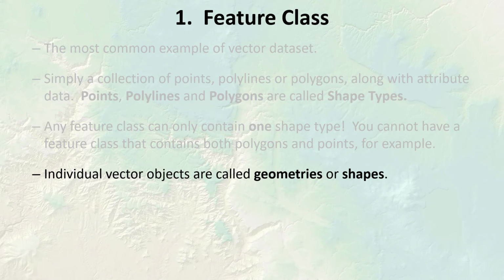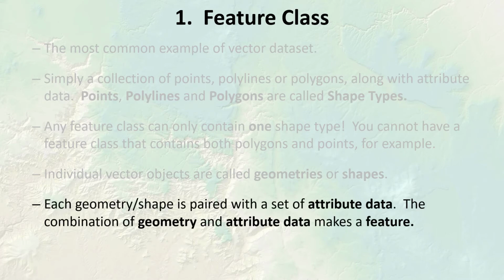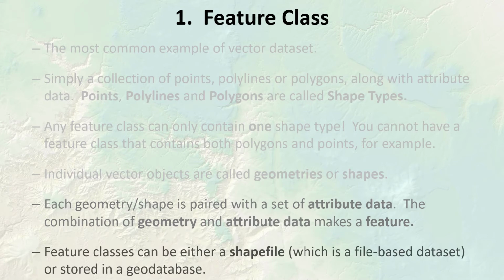Now, a feature class is a collection of points, lines, and polygons. The vector objects, the actual point, line, polygon, are called geometries or shapes. Then each geometry and shape is paired with a set of attribute data. This is what makes a feature. So a geometric object connected with a set of attribute data that describe that geometric object, these make a feature. Then you get a bunch of features together and it is a feature class.